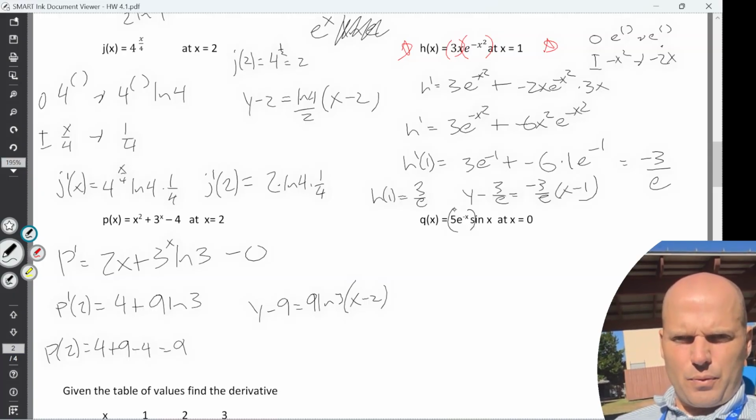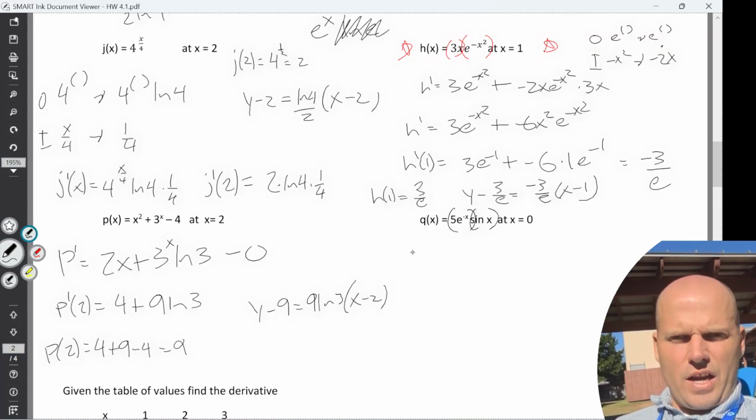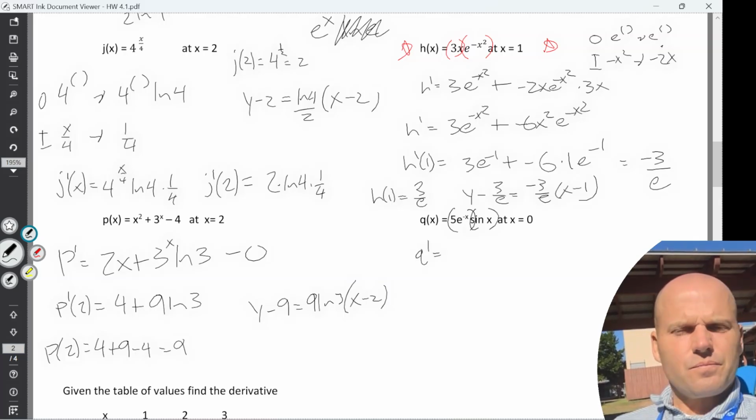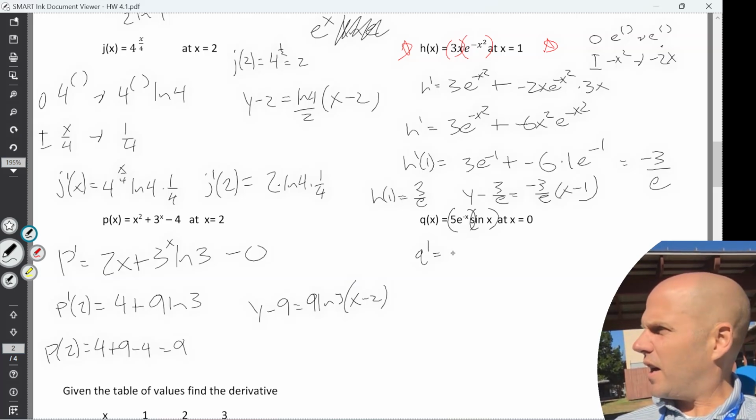All right, another product rule of the chain. Slopes of 5e to the negative x. You can use an O and I, or you can just figure it out.